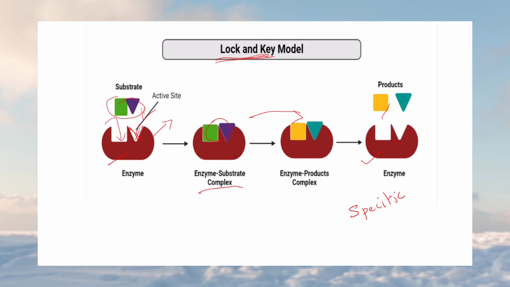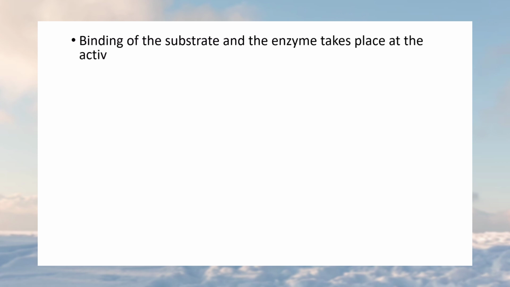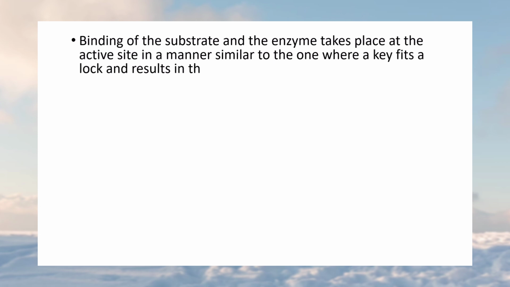Now let us discuss in detail. Binding of the substrate and the enzyme takes place at the active site in a manner similar to the one where a key fits a lock, and results in the formation of an enzyme substrate complex. That is, substrate and enzyme bind forming the enzyme substrate complex, and this binding is like a lock and key.